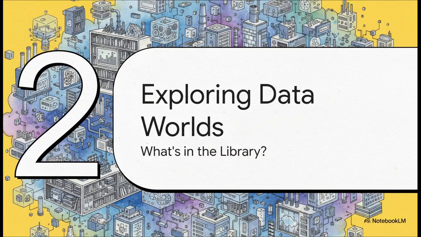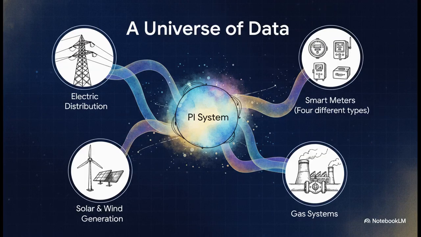Okay, so we know how the library is organized, but what's actually in it? What kind of books are on all these shelves? You might be surprised at just how much is in there. We're talking about a whole universe of data, really. Everything from our electric grids, SCADA systems, and line sensors, to data from 4 different kinds of smart meters. We've got info on solar and wind generation, traditional power plants, even our gas systems. It's basically a complete real-time picture of our entire operation, and you can get to it all from one spot.